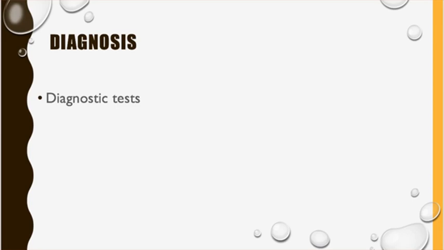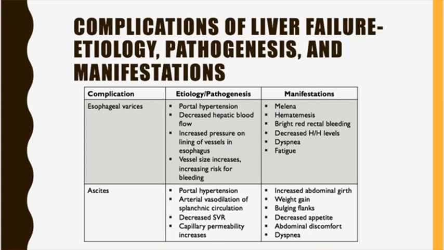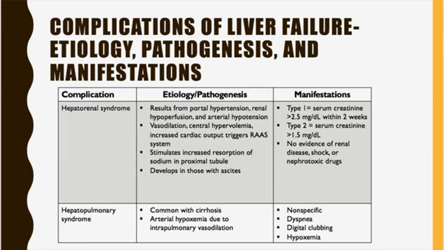These next slides are just a little more in depth on some of the complications and their etiology and manifestations. So I would definitely use these as a study tool. But we went over esophageal varices already. And then we talked about ascites. Let me see the next one. We talked about hepatorenal failure.